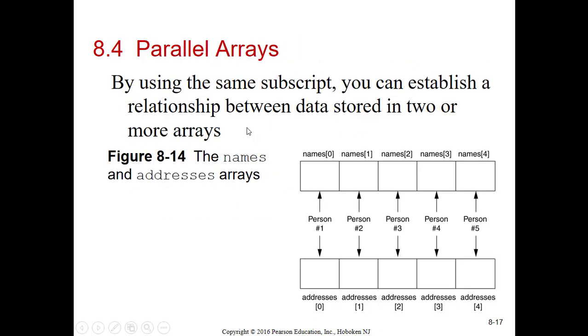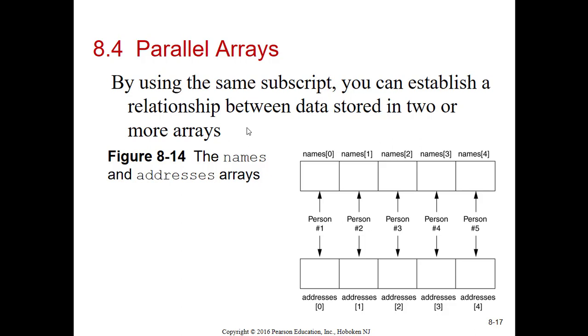Parallel arrays. By using the same subscript, you can establish a relationship between data stored in 2 or more arrays. In this example, they have 2 arrays, the names array and the addresses array. The name and the address must be the name and the address for the same person. So like person 1, you put their name and address.